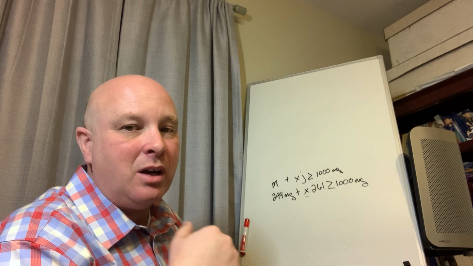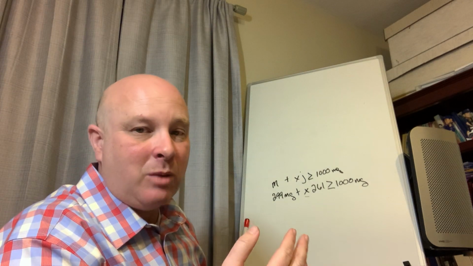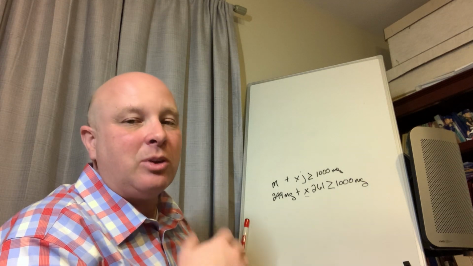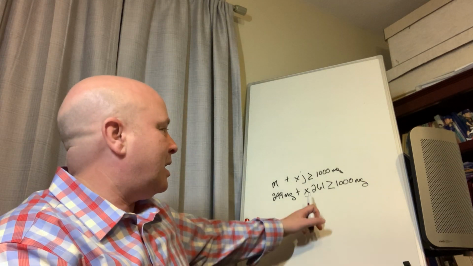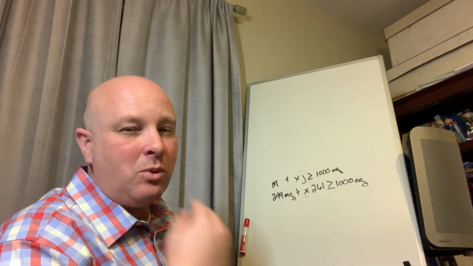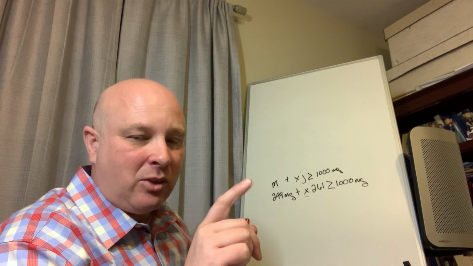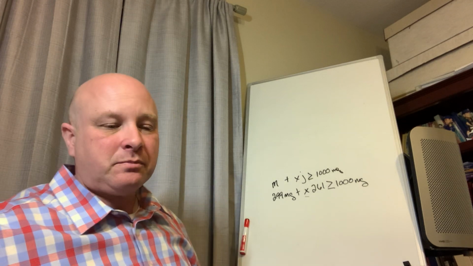What am I going to do? I'm going to subtract it, right? I'm going to subtract it from one side. If I subtract it from one side, I have to do what? Subtract it from the other, okay? And I have X times 261. Let's see if we can't figure out how that's going to work, okay? So that's going to be problem number one.